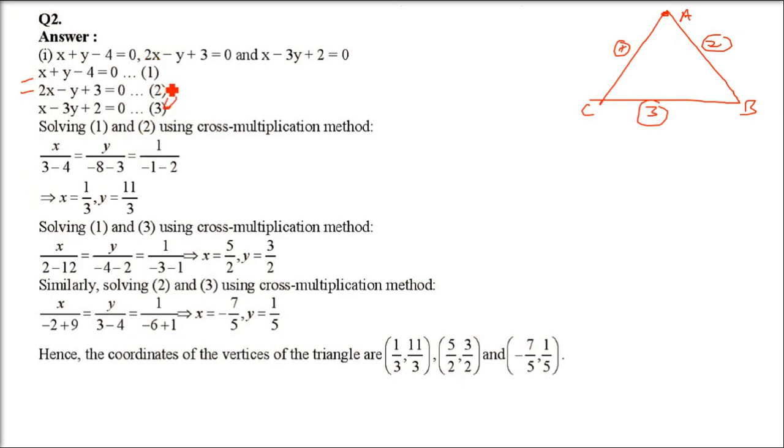Let it be 2 and 3, 1 and 2, 3 and 1. I hope I'm giving it to you. I'm taking second and third. So 2x minus y plus 3 equals 0, and x minus 3y plus 2 equals 0.